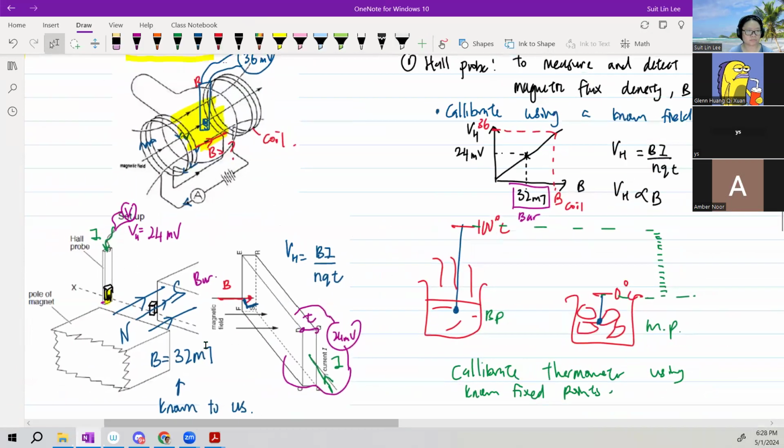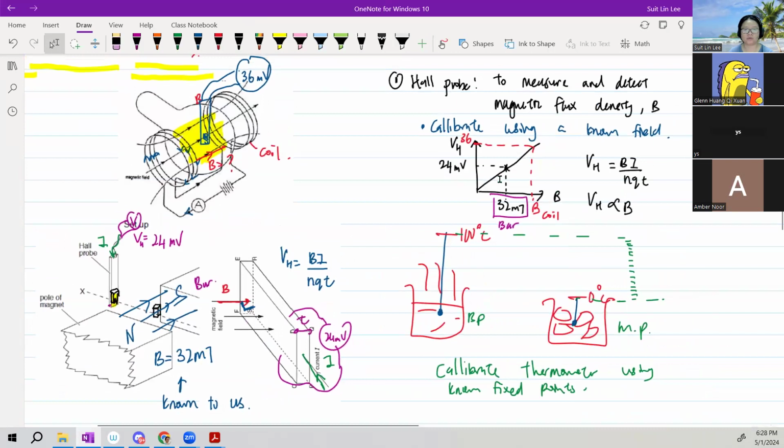All right. So the first thing you need to know about the Hall probe is we exploit this relationship a lot. VH is proportional to magnetic field, which means whatever happened to B happens to VH. If I double the magnetic field, I will double the VH. If I half the magnetic field, I will half the VH because they are proportional.